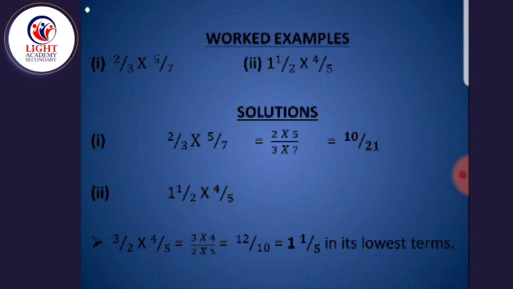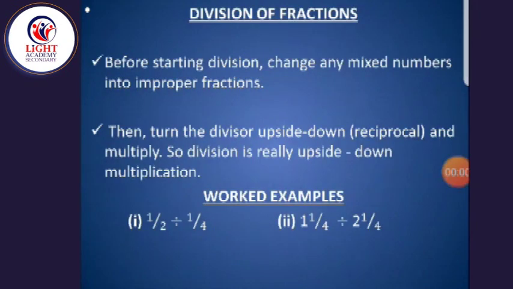On multiplying the numerators together, we get a new numerator, which is 12. Furthermore, as we multiply the denominators together, we get a new denominator, which is 10. Eventually our answer is 12 out of 10. Of course, on simplification, we get 1 whole number, 1 out of 5, and by this it is in its lowest terms. We can now proceed to division of fractions.